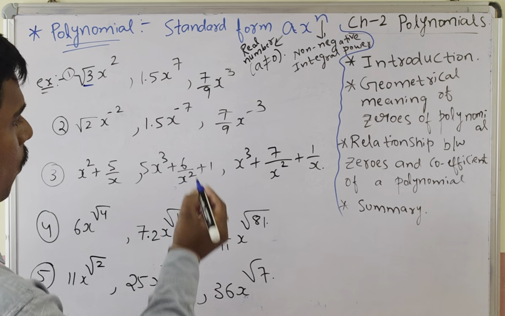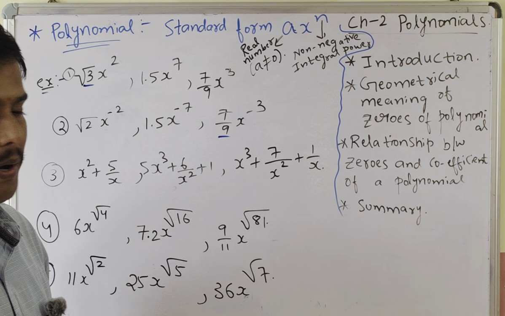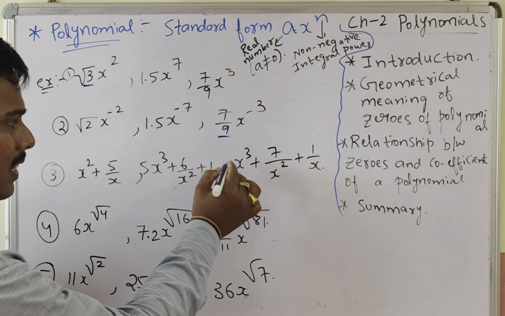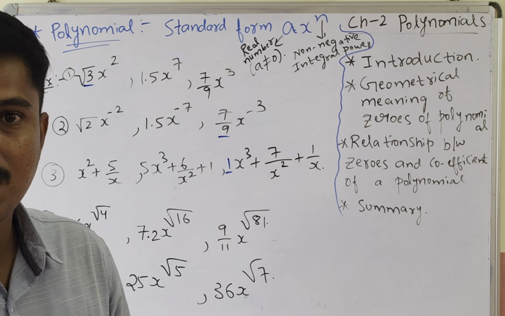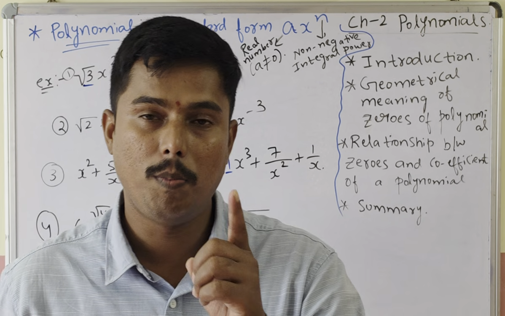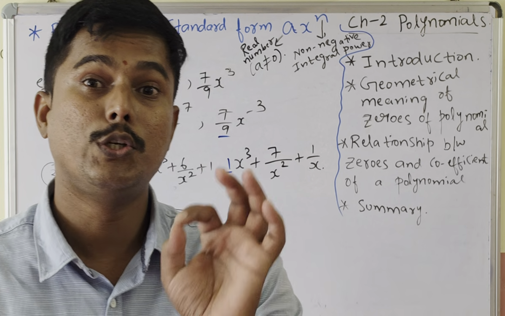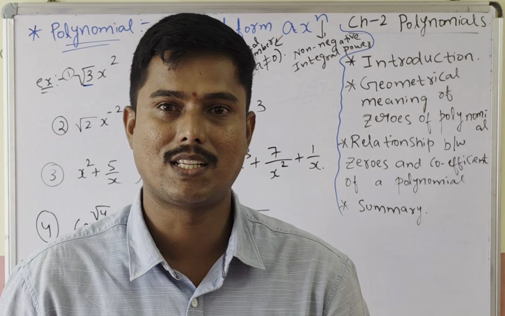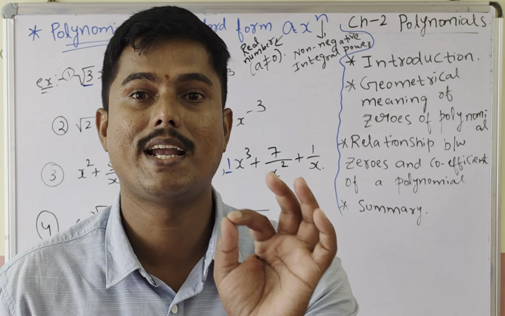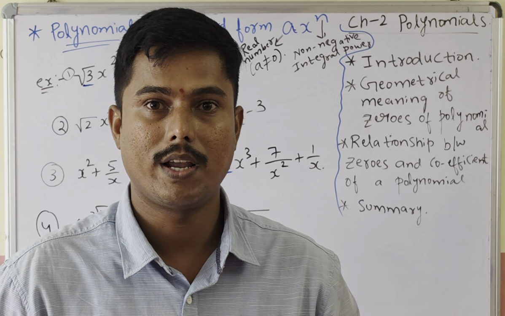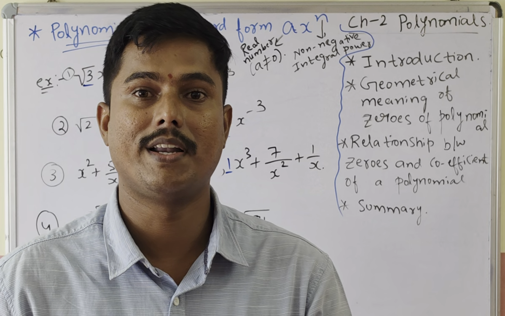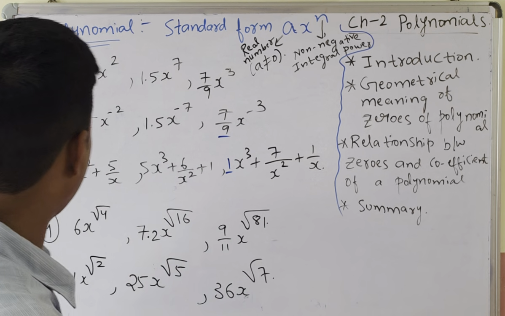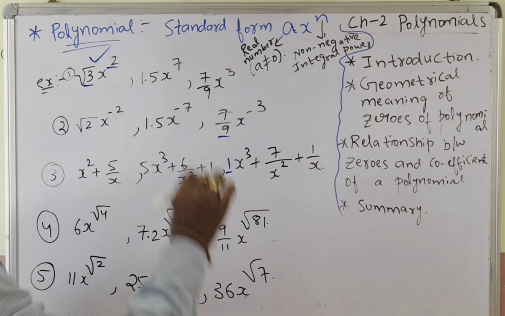Now, if you see here, what is this? a is 7 by 9, let us say. Sorry, nothing is there, and nothing there means 1 by default. Is it correct? Yes, very good. But the problem in polynomials is that you should check the power of the variable x. The power of the variable x should be a non-negative integral power. If you see here, the power is 2, so it is a polynomial.